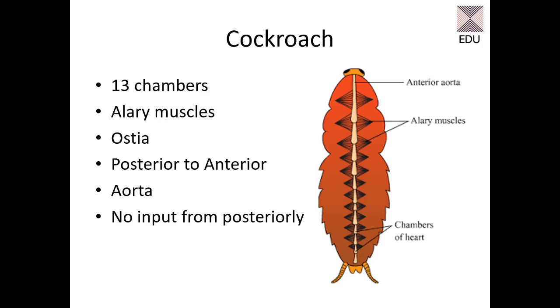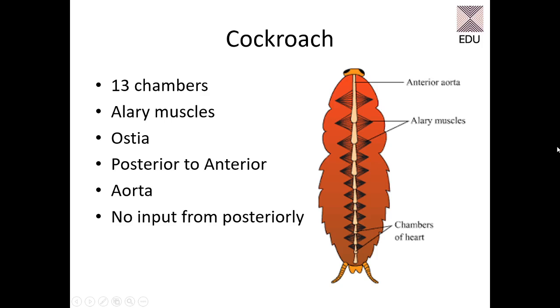And the next point is the aorta. This kind of heart has got an aorta on the anterior side. So we have written anterior aorta. This is towards the anterior side, so it will take blood to the anterior side. The blood will go to the tissues. It will come back, and again the blood will go into the heart through the ostia. In each segment, it will go back into the heart through the ostia.